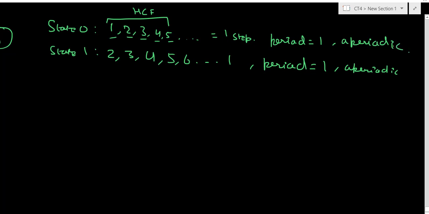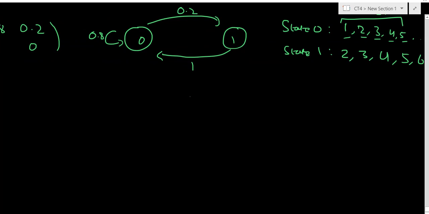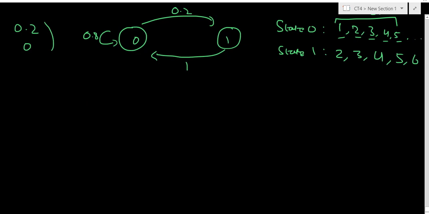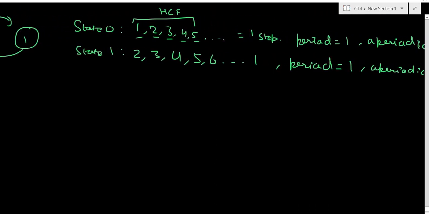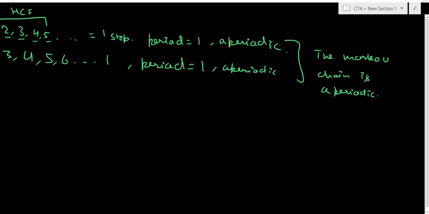Right? So this was our first example and both the states were aperiodic. And when both the states of a Markov chain, or all of the states of a Markov chain, are aperiodic, the Markov chain is said to be aperiodic. So I can write that the Markov chain is aperiodic. Okay, let us take the next example.